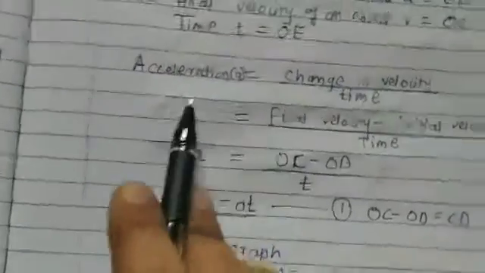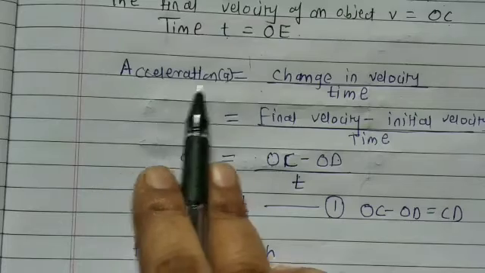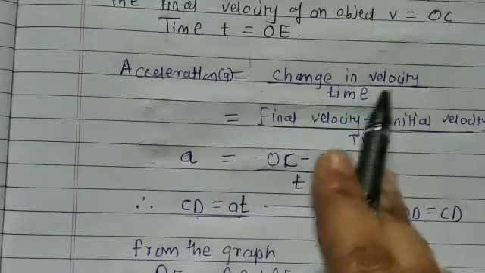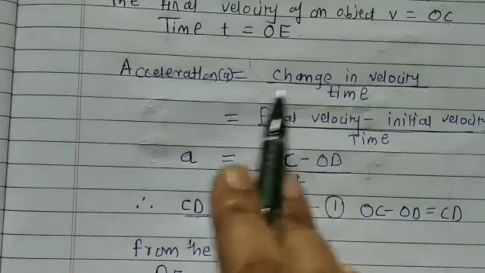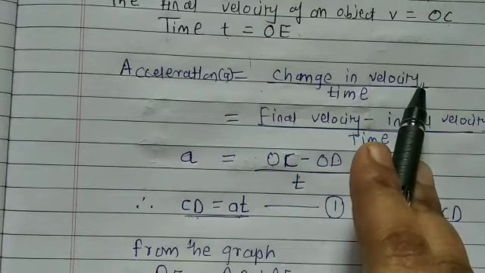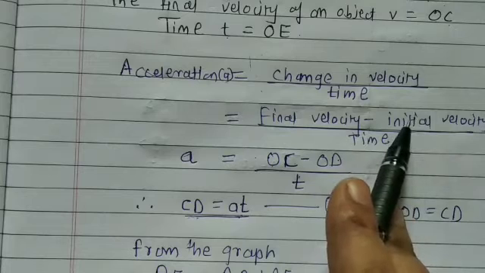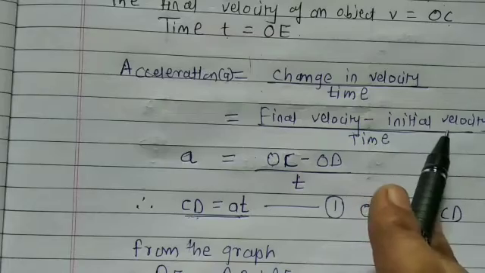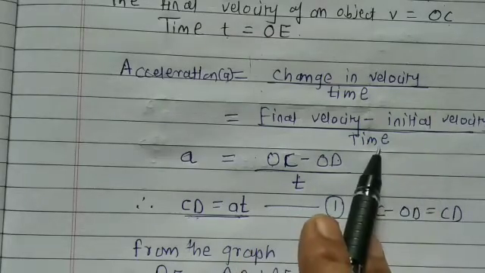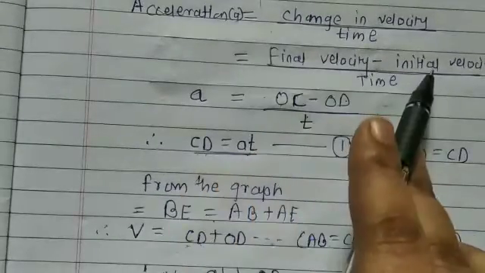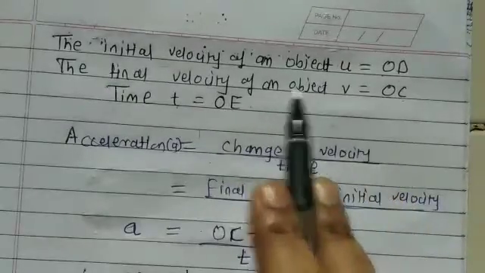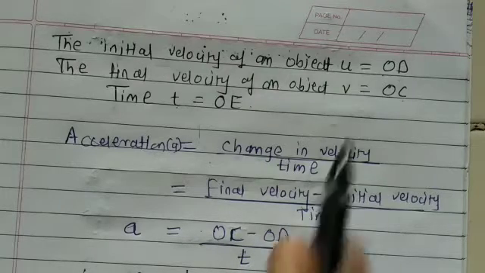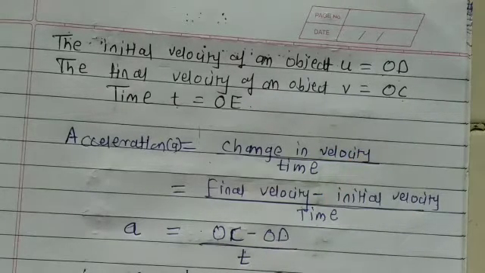Let us take, student, how to solve that equation. We know that the acceleration a is the change in velocity upon time. Change in velocity is nothing but the object starting from initial velocity and going to the final velocity. So final velocity minus initial velocity upon time. Which is the final and initial velocity? Final velocity OC, put that here, minus initial velocity OD, put that here, upon time.